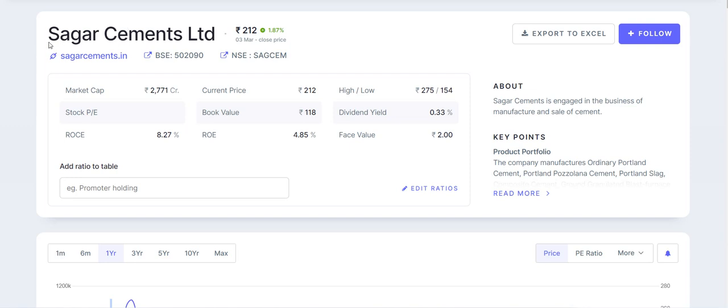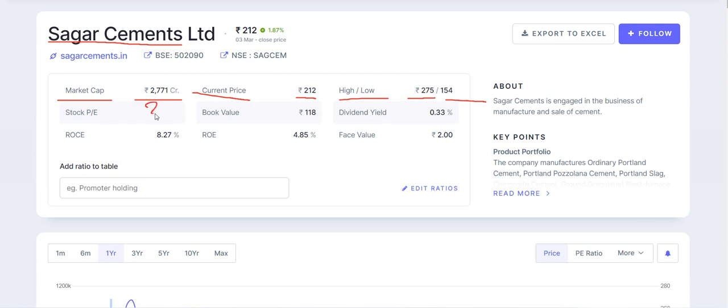Sagar Cement, as you can understand by the name, is a company doing business in the field of cement. Its market capitalization is 2,771 crore rupees, which means it's a small cap company. The current price is trading at rupees 212, with a low of rupees 154 and a high of rupees 275.